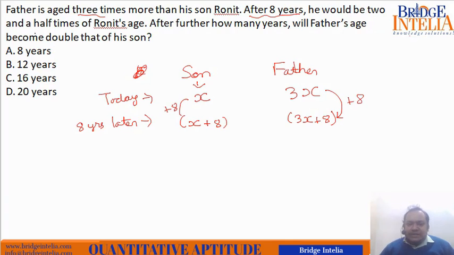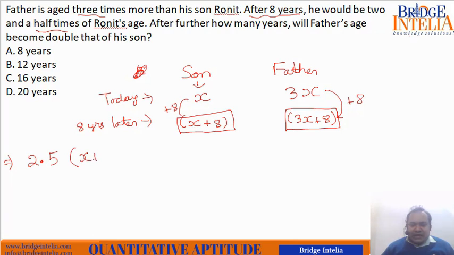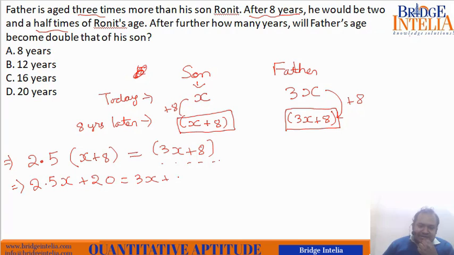So what is being said about 8 years later? That 8 years later, father's age would be 2.5 times this age. It means if you multiply this with 2.5, it should be equal to father's age 8 years later, 3X plus 8. So let's solve this. 2.5 into X plus 8, that is 2.5X plus 20, is equal to 3X plus 8.